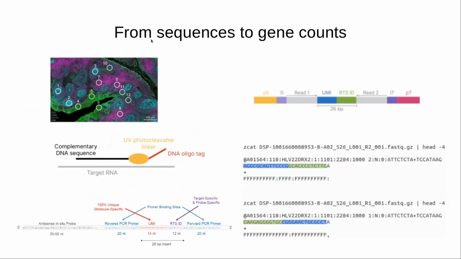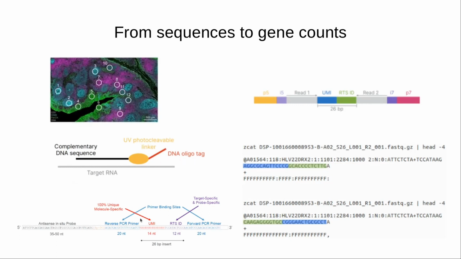So first, let's see what happens when we go from sequences to gene counts. So we have our regions of interest, or our segments here, and what happens is that the complementary DNA sequence is targeted to the RNA, and then we have this photocleavable linker, which is attached to a DNA oligotag. And the UV liberates this DNA oligotag, and it goes to the sequencing machine.